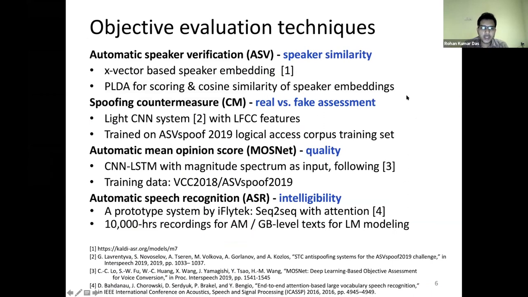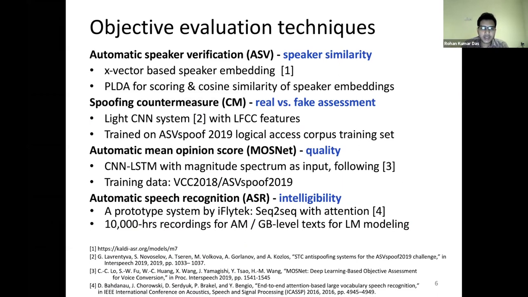Coming to our work, we use four different kinds of objective evaluation techniques. First one is the ASV, which we use to judge the speaker similarity. We use the x-vector-based embedding, and PLDA scoring is used. And apart from that, we also use the cosine distance-based metric as well.